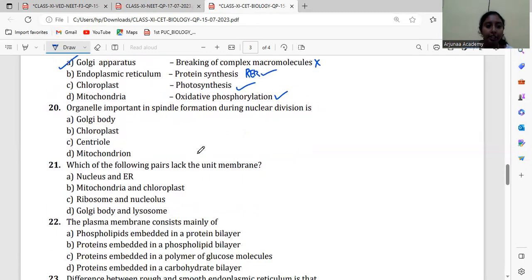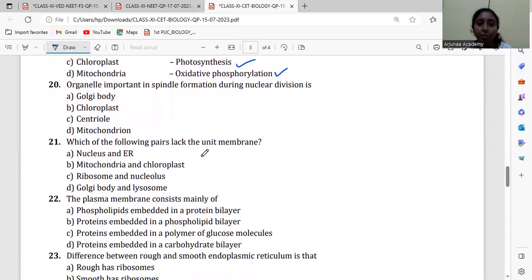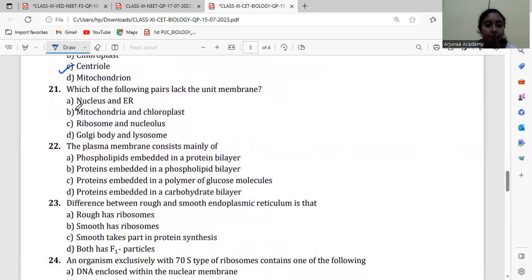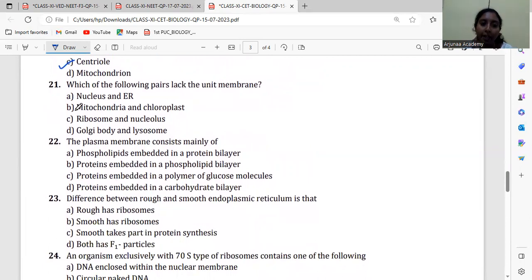Then question number 20. Organelle important in spindle formation during nuclear division, and it is a direct question. It will be helped by centrioles. 21. Which of the following pair lacks the unit membrane? So unit membrane means the membrane of organelles, cell organelles.